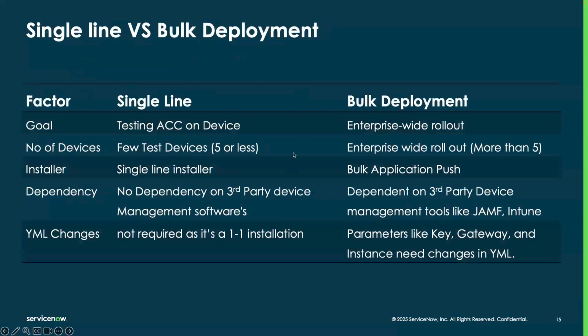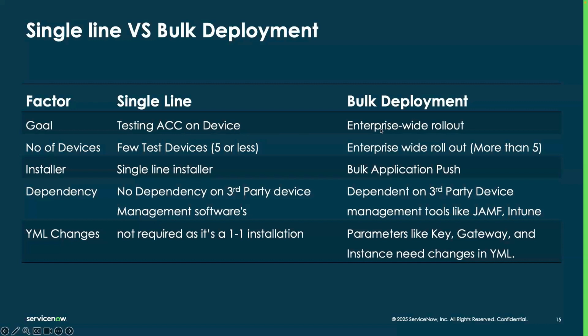With this, move on to the next one. Quickly, I want to touch base on when we recommend single line or bulk deployment. I want to highlight a couple of factors which help you make a decision on when to use single line or manual installation versus bulk deployment. In terms of goals, the single line goal is very clear: just target a few devices. The purpose is testing the agent client collector on a handful of devices.